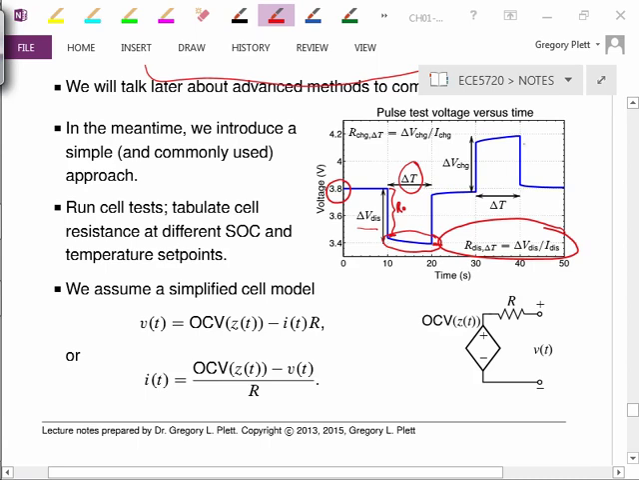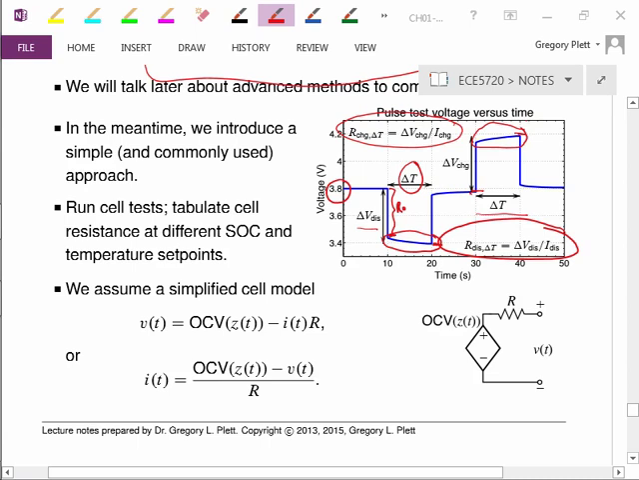Do the same thing over here for charging. I charge for delta t seconds, in this case 10 seconds. I measured the delta V charge, it's the total change in voltage between there and there. And I calculate a charge resistance as well. So the charge resistance is more than just R0. Discharge resistance is more than R0. It also takes into consideration somewhat the voltage change over that interval due to other internal effects of the cell.